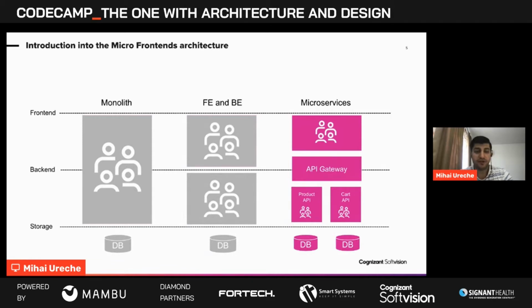So in the end, of course, the backend was split in microservices. But what happened with the front end part? The front end part stayed the same as a monolith, and that monolith was used to access each microservice through an API gateway.